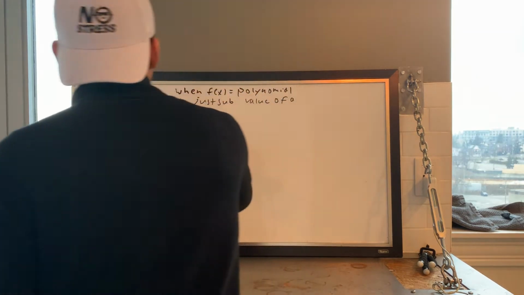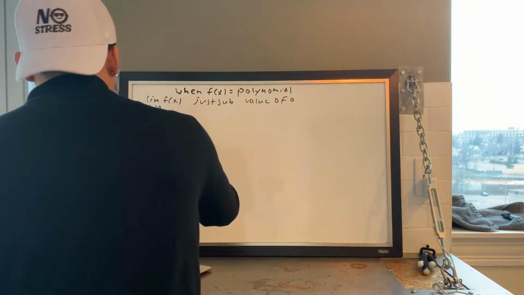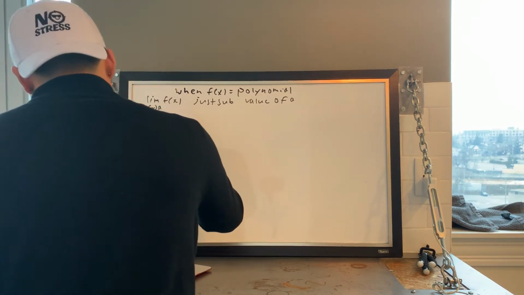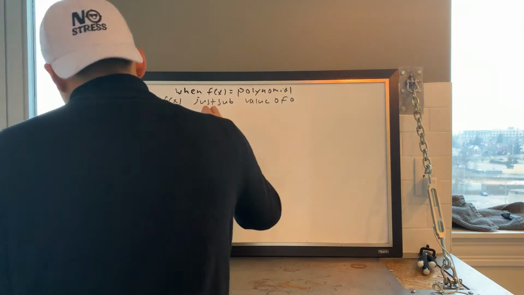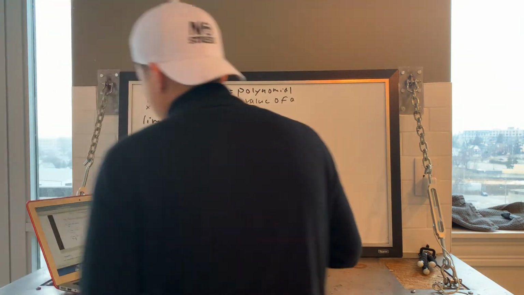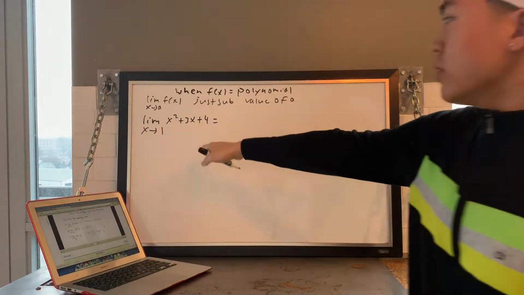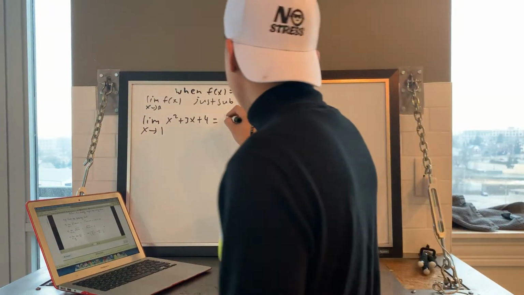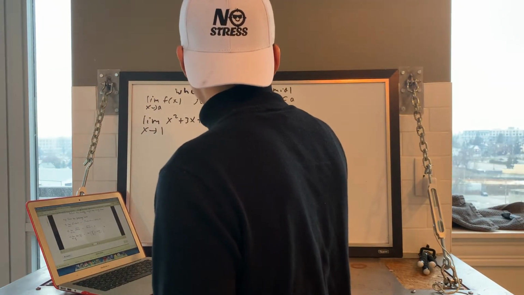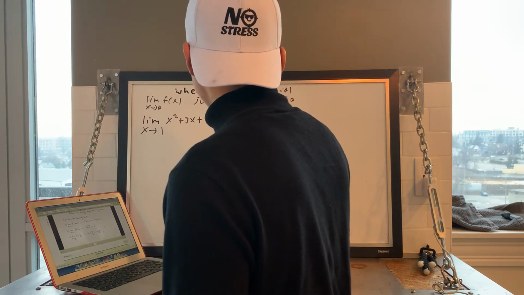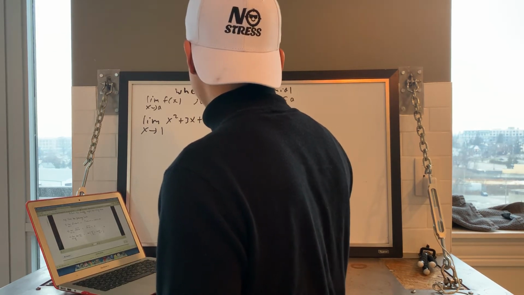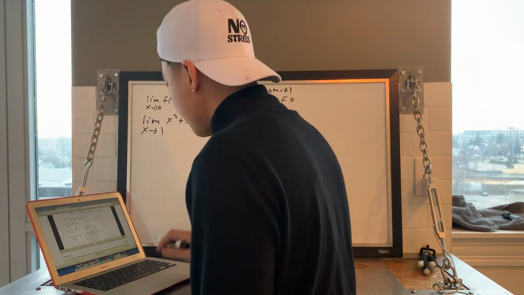So if we want to find the limit, and I'll get out of the way, I know my back's blocking the camera, sorry. To solve this limit, we literally just sub in 1. So we go 1 squared plus 3 times 1 plus 4, which is 1 plus 3 plus 4, which is 8.